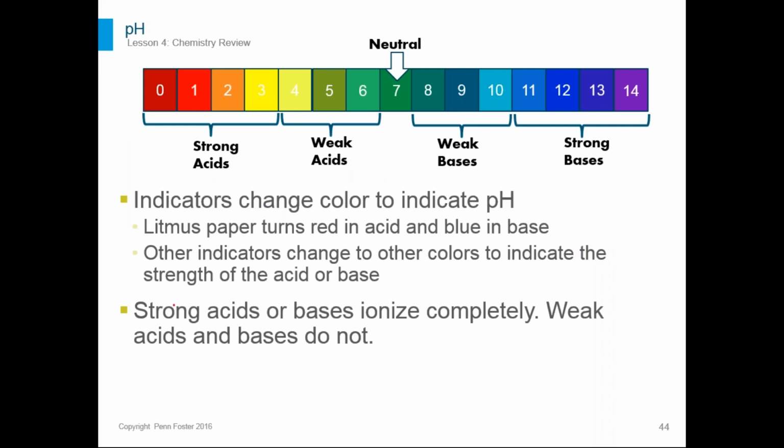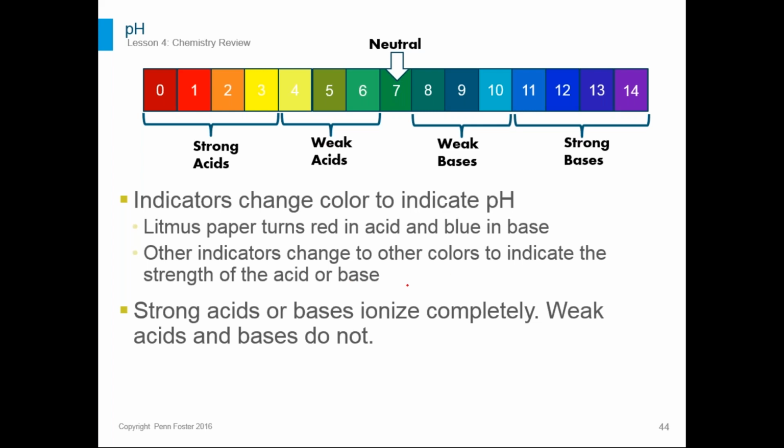On the pH scale, 7 is neutral, and lower than that is acids, and the further you get away from neutral, the stronger it gets. And higher than 7 is bases. So these couple are weak, and the further you get away from 7, the stronger the base.